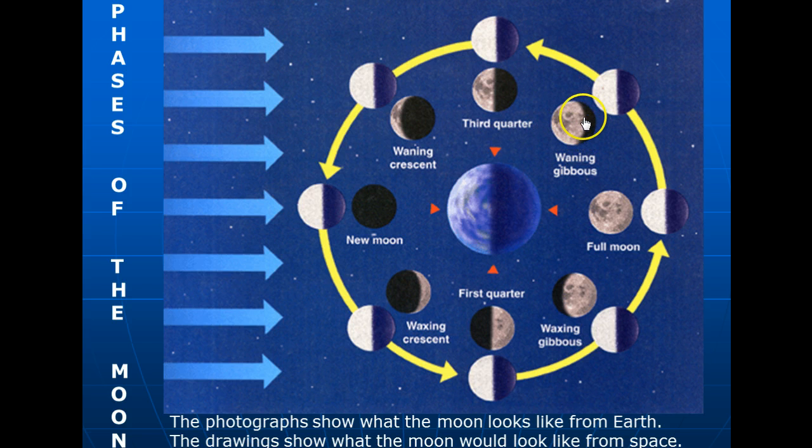So we've got a little bit of it covered here. Then third quarter, and we'll talk about why they're called quarters here very shortly. So from waning gibbous, the third quarter, then waning crescent, and now we're back to the new moon. So make sure you have that complete cycle in your notes.